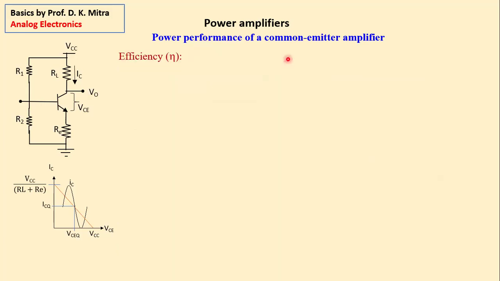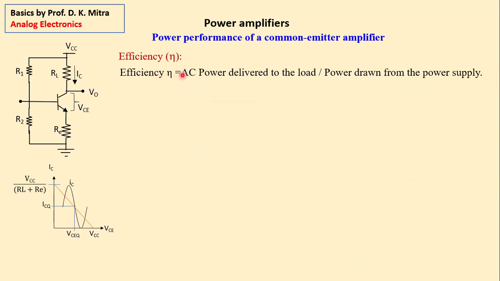Next, after we calculated the power dissipated in the transistor, how much power is delivered to the load, and how much power is drawn from the battery, then we come to some commercial terms. First term is efficiency.